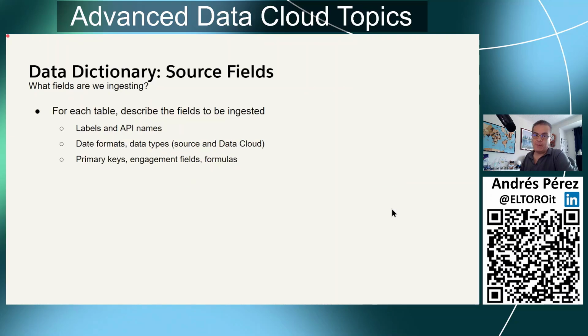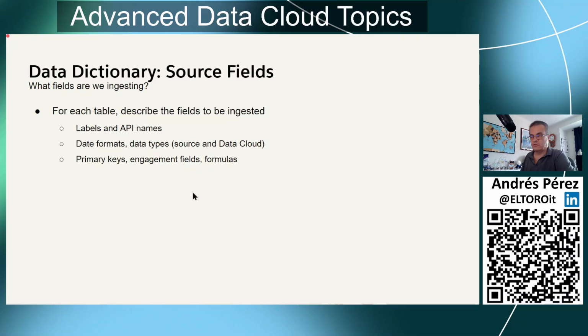Now the next tab, or the next section, will be your source fields. Which fields are you ingesting? For each table, you want to describe the fields that you're ingesting: the labels and the API names, the data formats. This is what will tell you if the date is two digits or four digits, if it is year, month, day, or month, year, day, or day, month, year format, right? So all of that is very, very important.